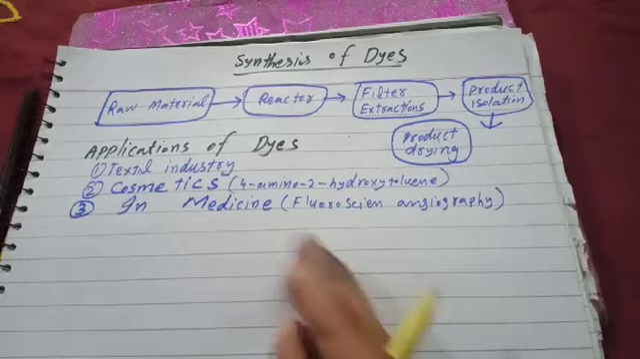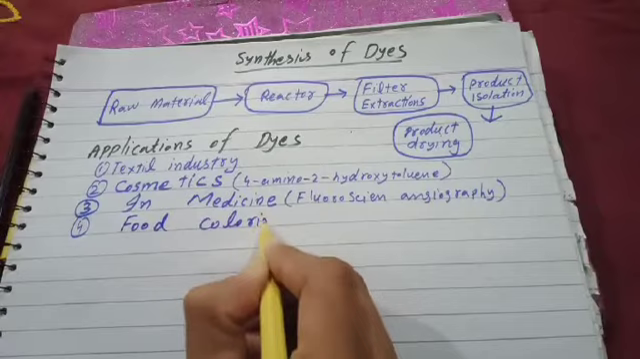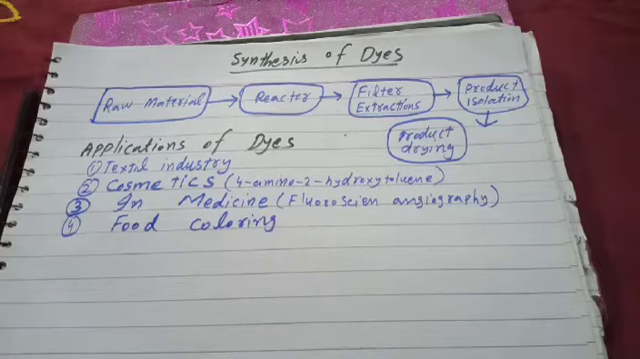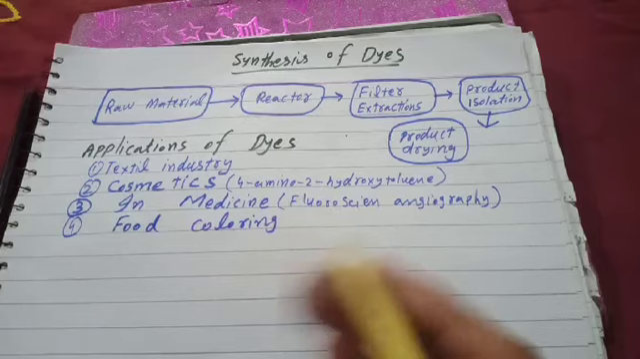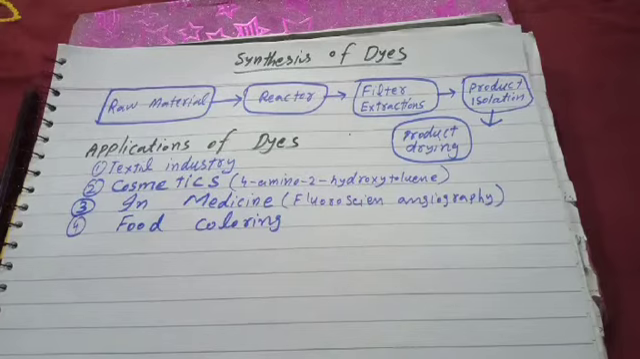Number 4 is food coloring. Food coloring or color additive is any dye, pigment or substance that imparts color when it is added to food or drink. Food colors are available in different forms such as liquids, powders, gels and pastes. Food coloring is used both in commercial food production and in domestic cooking.